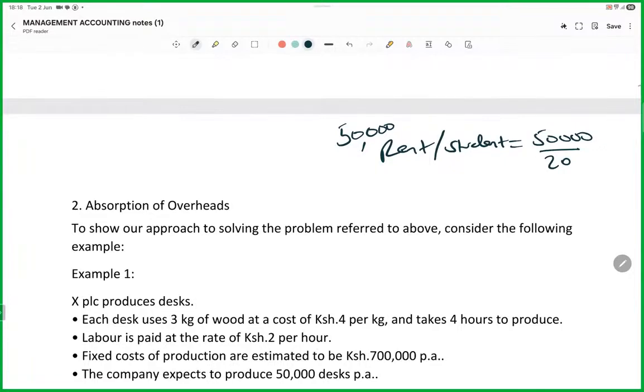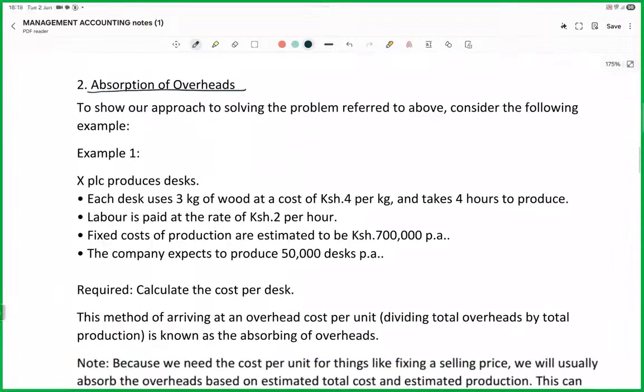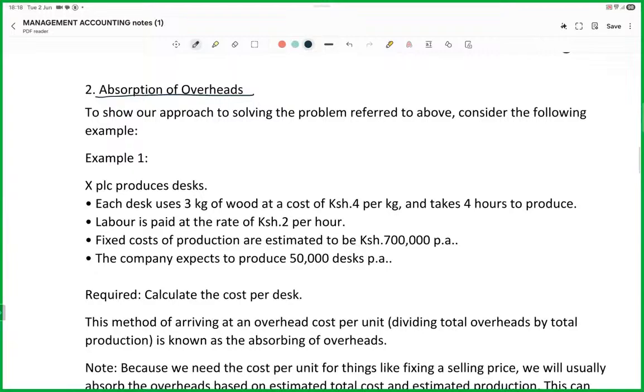Now, the process of taking up this overhead cost to each unit is what we call absorption of overheads. I'll be able to define this better, but I have a very good example that I would want us to use to understand what absorption is. Example one.